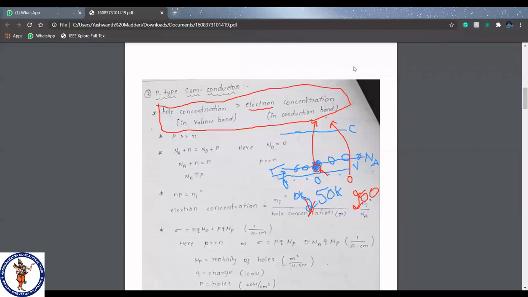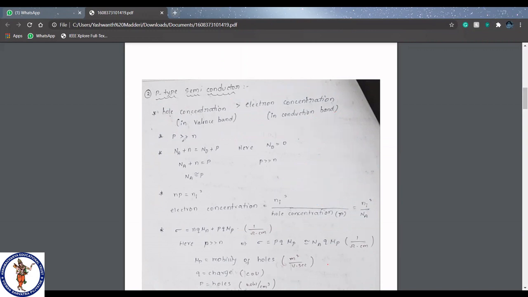I hope this process is clear. This is very fundamental, and it is the foundation for the entire electronics story, so make sure this concept is clear. If this is clear, I will move to the next concept. Here P and N are nothing but the hole and electron concentrations respectively. Obviously the hole concentration is very high, so we have the relationship P much greater than N.